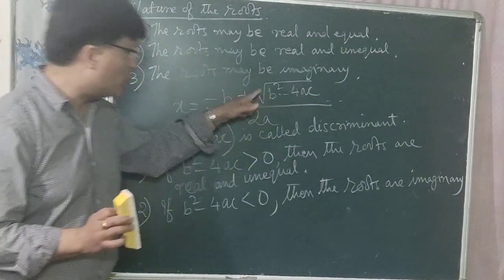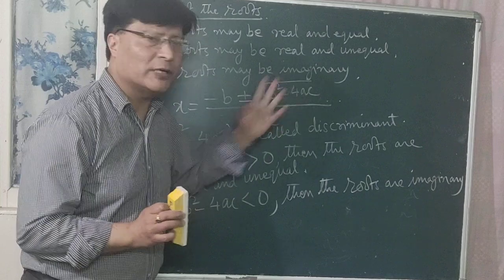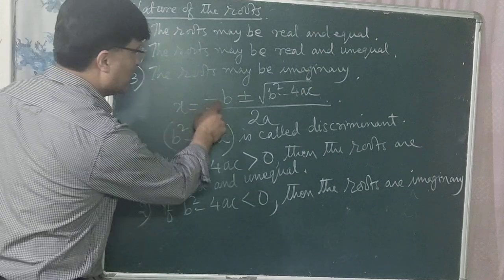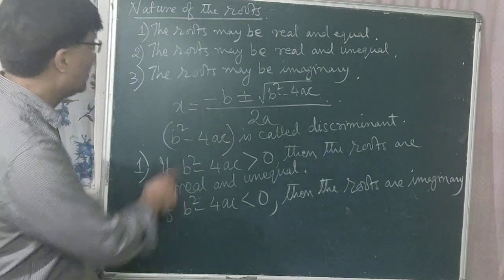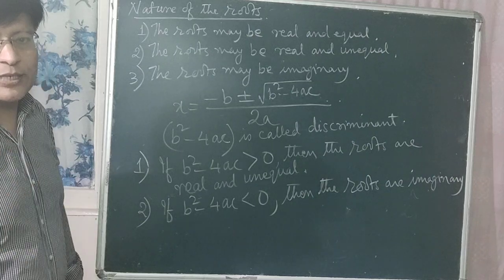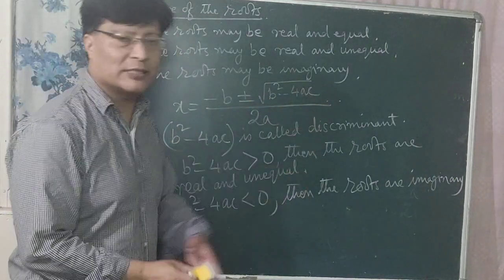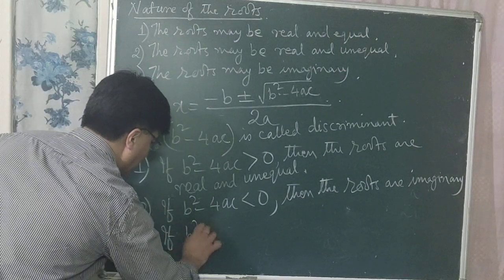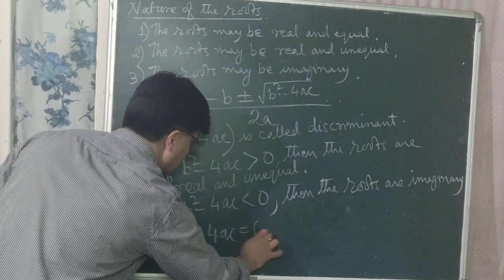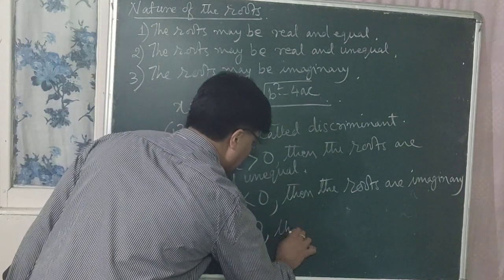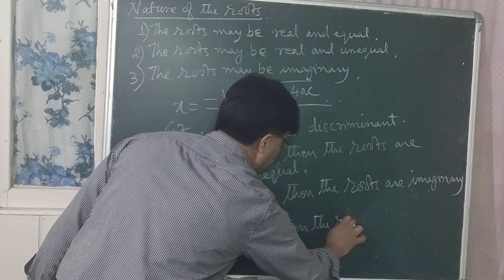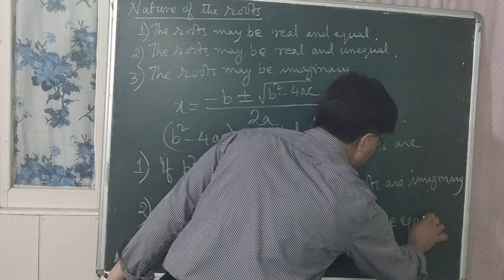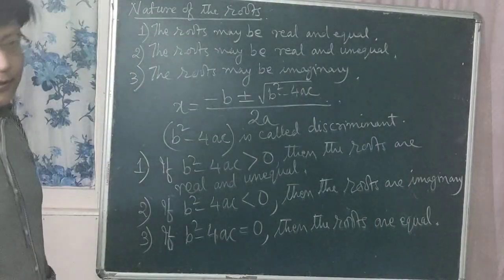Is that clear? If we substitute b square minus 4ac is equal to 0, then we will get the values of x as one of the values of x is minus b by 2a and the other value of x is also minus b by 2a. That means the two roots are equal if b square minus 4ac is equal to 0. So what is the third one? If b square minus 4ac is equal to 0, then the roots are equal. So I think you have understood it.